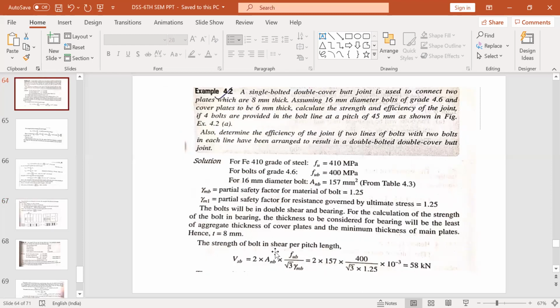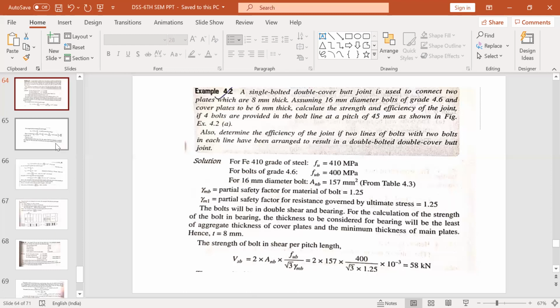Now first, the strength of bolt in double shear per pitch length. Per pitch length is one line. So Vsb is 2, since double shear, double cover version, so 2 into Anb fub by √3 gamma mb. Gamma mb you have to take, this is the partial safety factor. You are not finding the nominal shear strength, you are finding the factored shear strength, so divide this by gamma mb. This you know in the formula. Put these values, you get Vsb as 58 kilonewton.